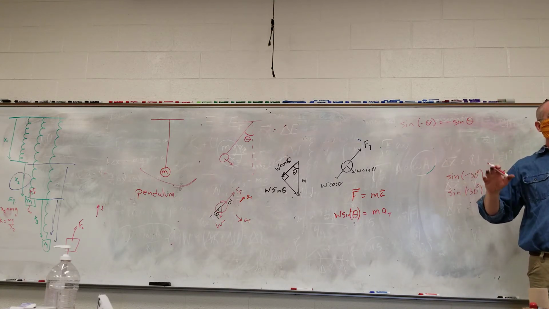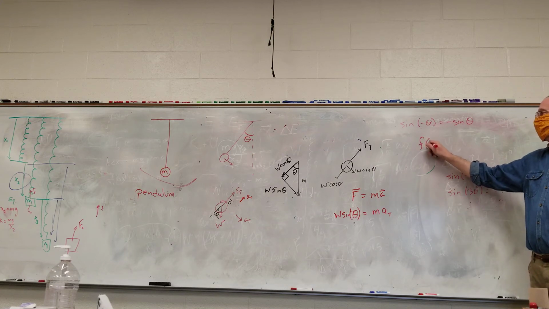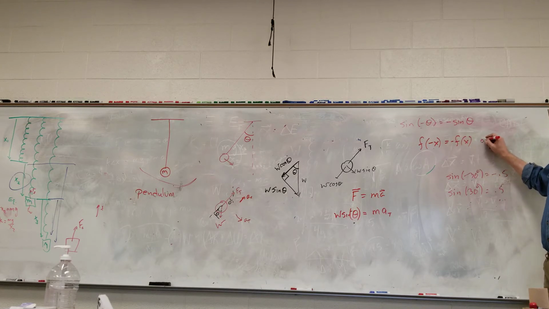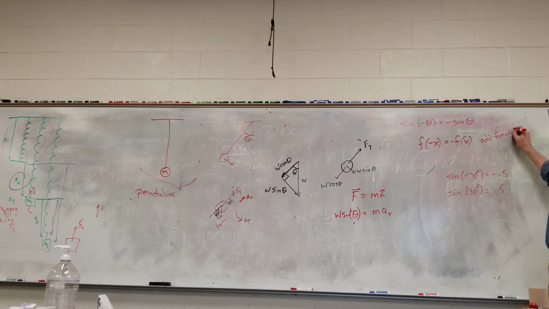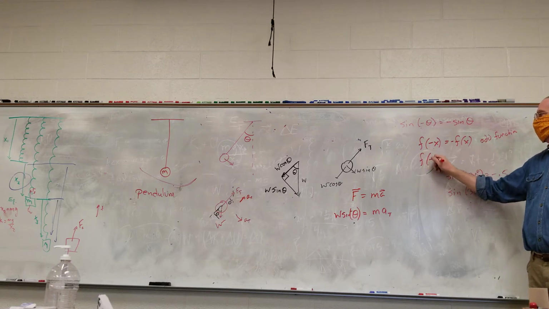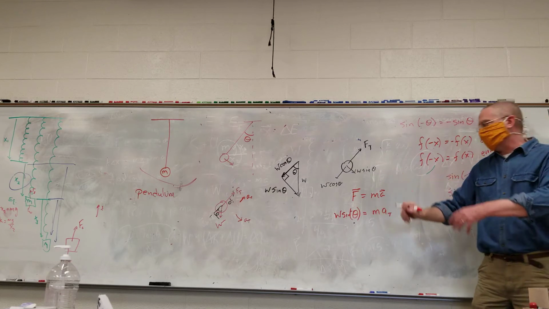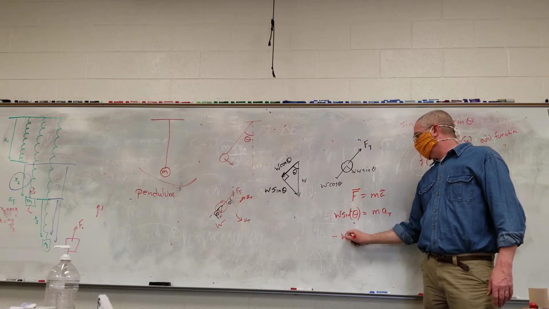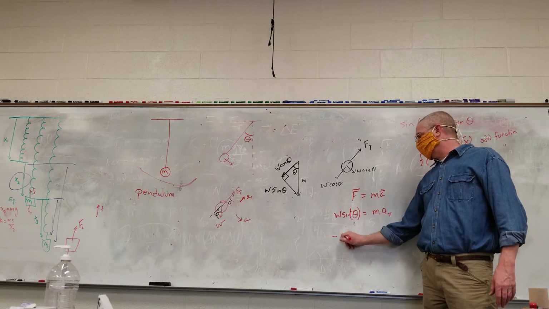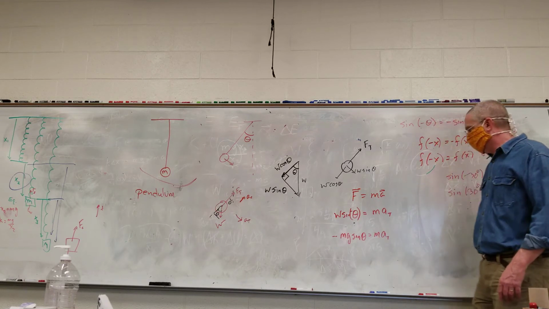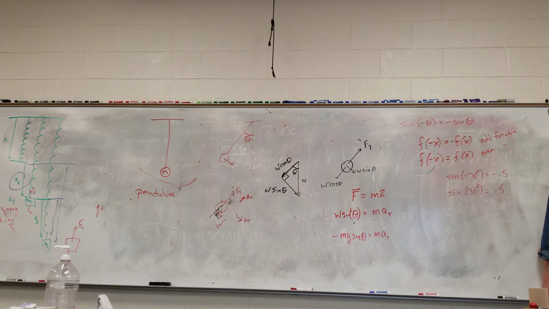That's the basics of any odd function, like sine. A function f of x is odd if f of negative x is equal to negative f of x. And then an even function would be f of negative x is equal to f of x. So this negative sign here, we can just pull that straight out. Negative W, well, we know what W equals. Negative mg sine theta equals ma. The m cancels out.